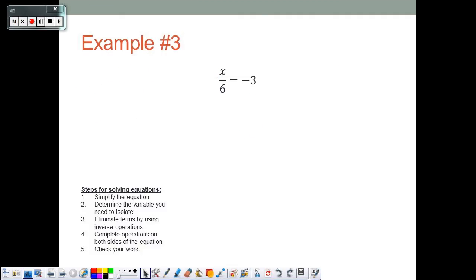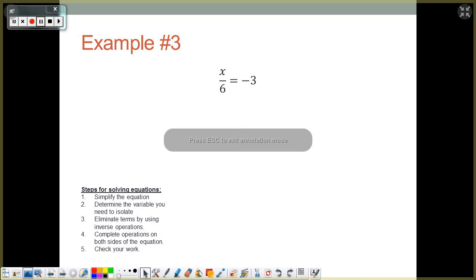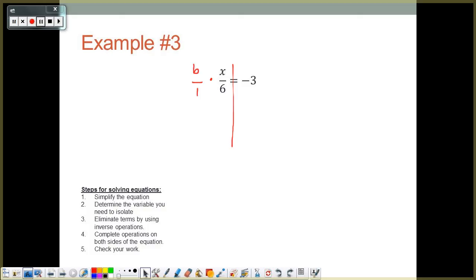Okay, moving on to example 3. I have x over 6, and I know that my fraction bar means divide, so x divided by 6 is equal to negative 3. I want to isolate my x, so I have to get rid of the 6. I'm dividing, so the opposite is multiplying. So since that's written as a fraction, I always like to write what I'm multiplying by as a fraction. On the other side, negative 3 isn't written as a fraction, so I just might write times 6.